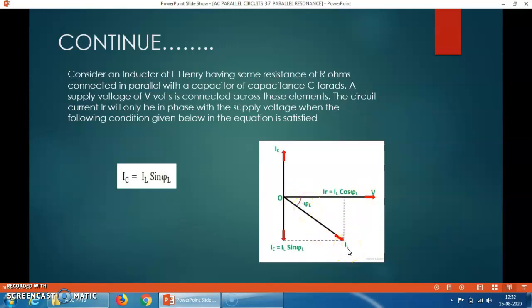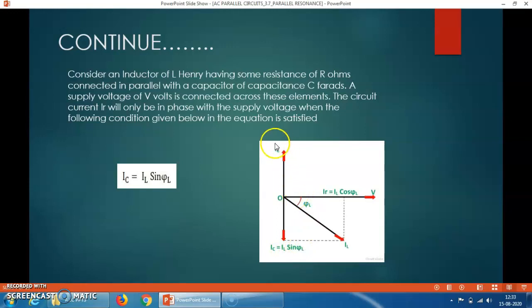Now IL splits into two components. One component, which is in phase with the voltage, is called the active component, IL cos phi L, and another component, which lags behind the voltage by an angle of 90 degrees, is called the reactive component, IL sin phi L. Draw the parallelogram. On the minus y-axis you will get the reactive component, IL sin phi L.